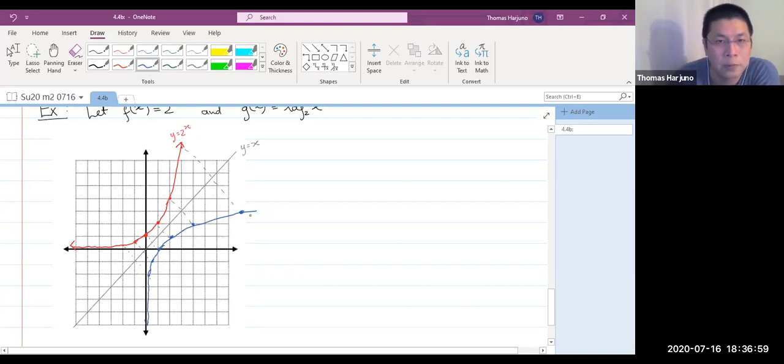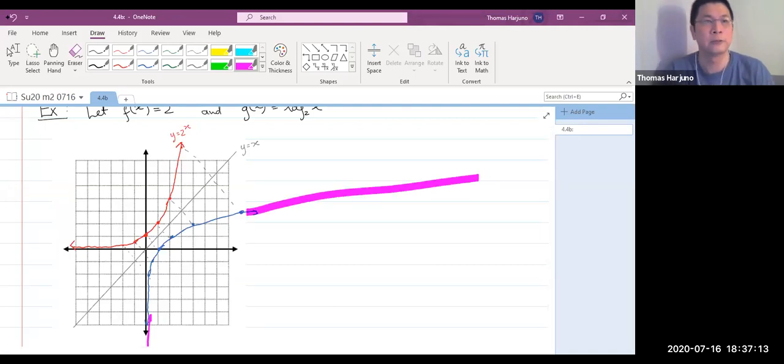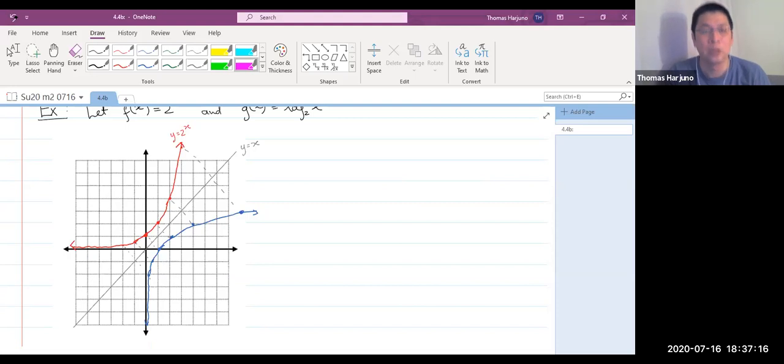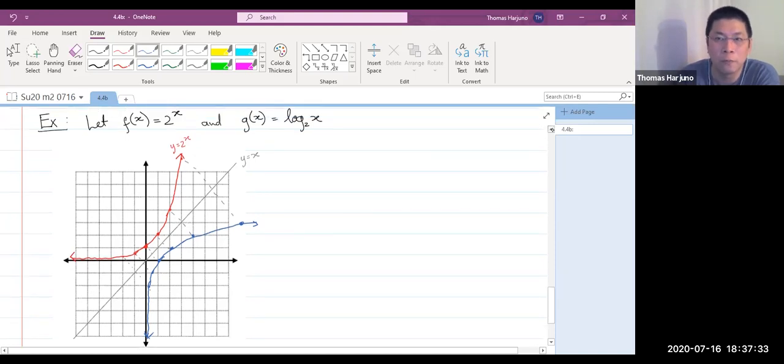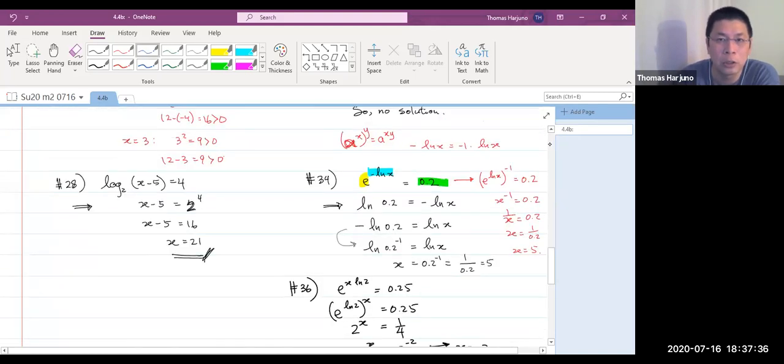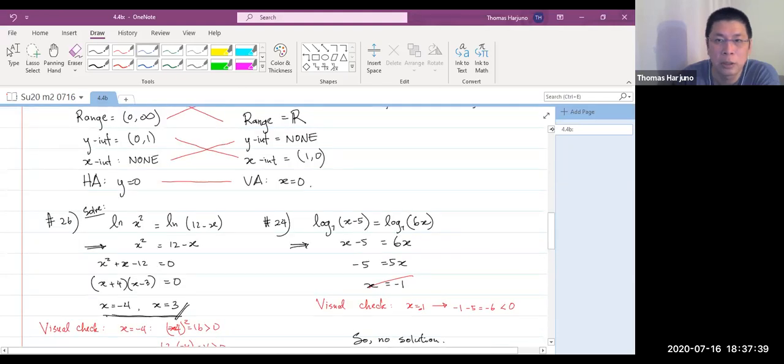Now I hope that confirms a couple of things. That the range will be all real numbers. It goes from negative infinity, indefinitely far to the bottom, and it will go indefinitely far to the right. Okay. It also confirms that we have the vertical asymptote x equals 0, which is the y-axis. Okay. I hope that confirms what we learned earlier here.